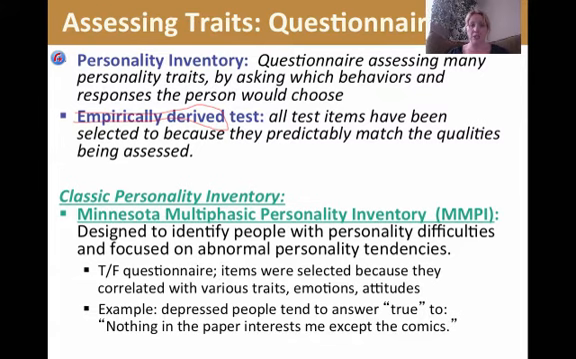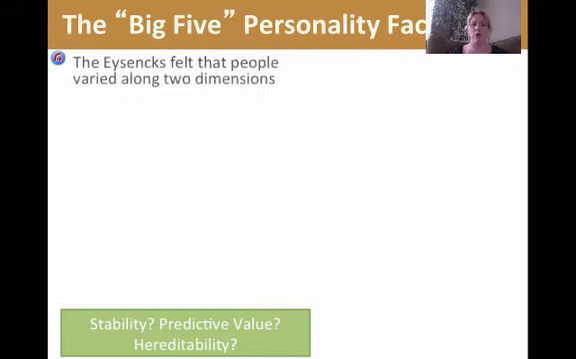One of the classic personality inventories is the MMPI, the Minnesota Multiphasic Personality Inventory, and it was designed to identify people with personality difficulties, focusing on abnormal personality tendencies. It was a true-false questionnaire, and items were selected because they correlate with various traits, emotions, and attitudes. For example, depressed people tend to answer true to the question, "Nothing in the paper interests me except for the comics." Through a series of questioning of people who were known to have depression and people who were not, we found that the people who were depressed tended to answer true on that question. Because we can then put all of those questions onto a personality inventory, we know that when people are taking this test, if they answer according to the people who were known to be depressed, that could be an indicator that that person is depressed as well. So the MMPI, the Minnesota Multiphasic Personality Inventory, is another term you should make sure you're aware of.